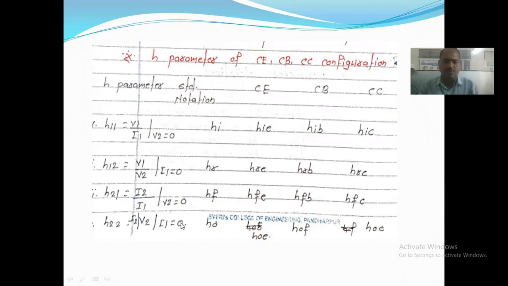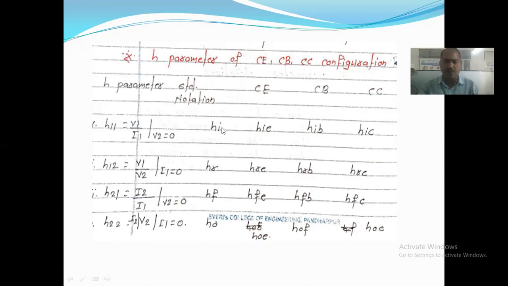That's why it is called output admittance, and that's why we call it HO. For this, we have to consider the common emitter, common base, and common collector configurations. That means which notation we have to use for HI, HR, HF, HO in each configuration, that is either CE, CB or CC.